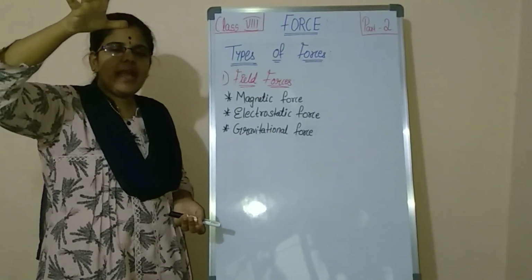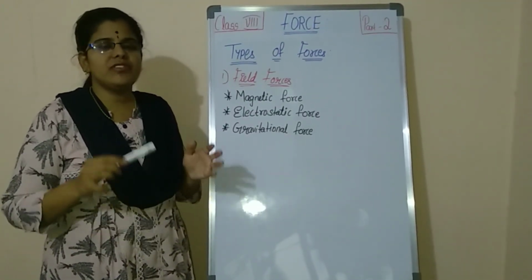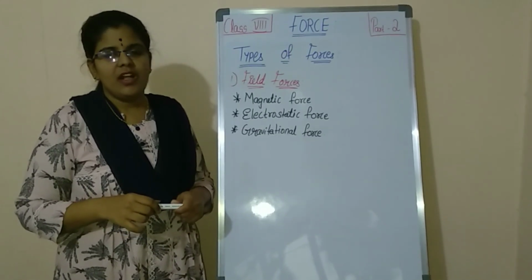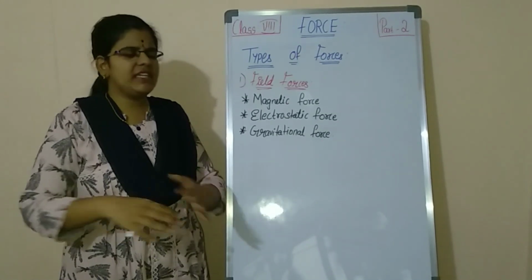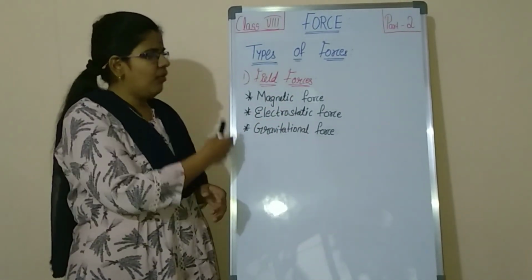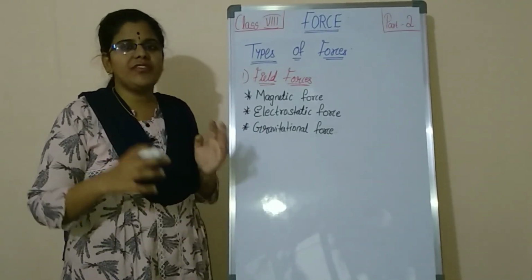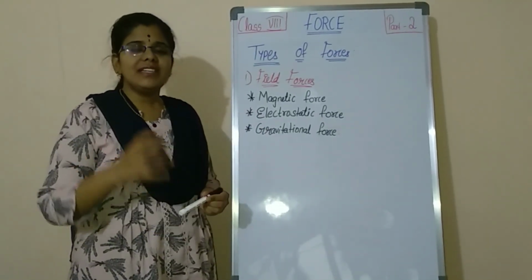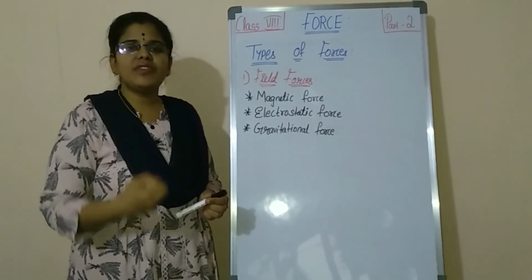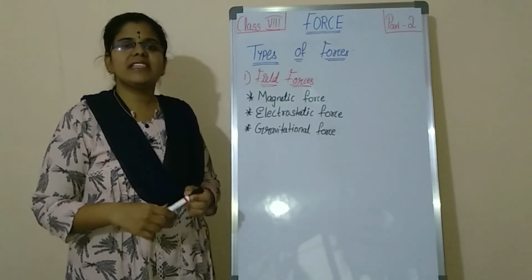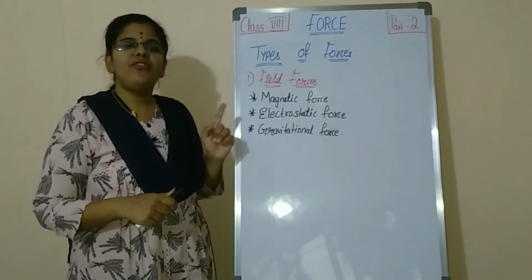But once I leave it, what happens? It falls away. Why is it falling? It is all because of the gravitational force. Whatever object, whether it might be you or any other object in your surroundings, this board or anything, these are all standing on the ground. It is all because of the gravitational force, because the earth is pulling all the objects towards its center. That we call gravitational force. So these three are types of field forces.